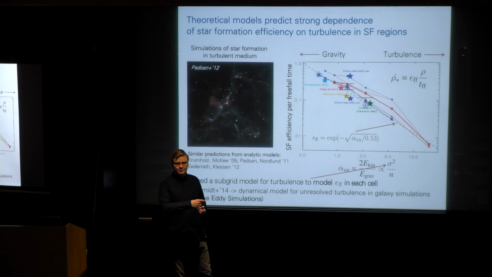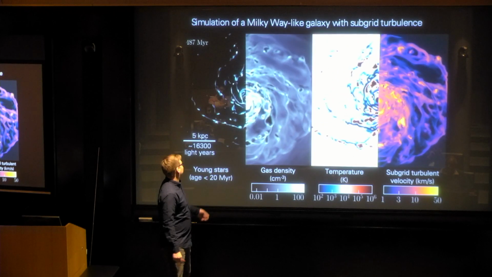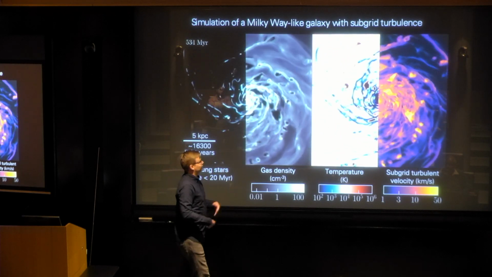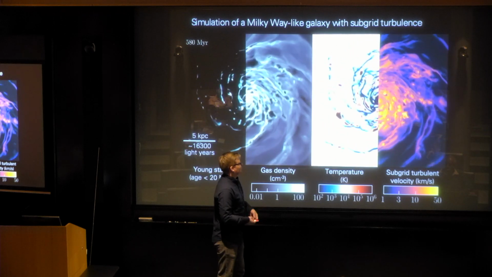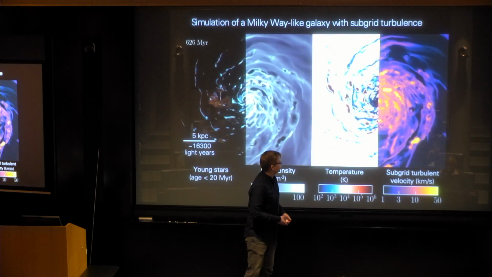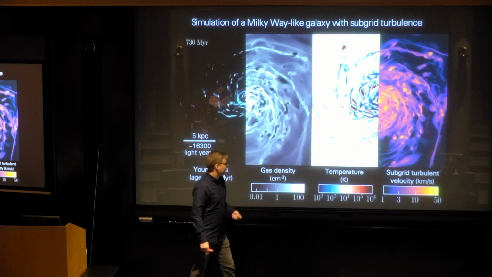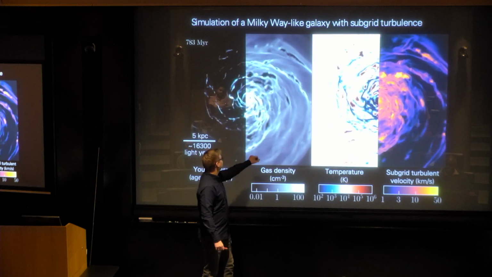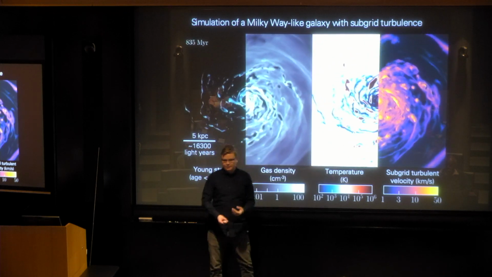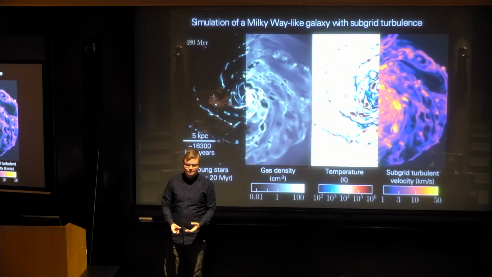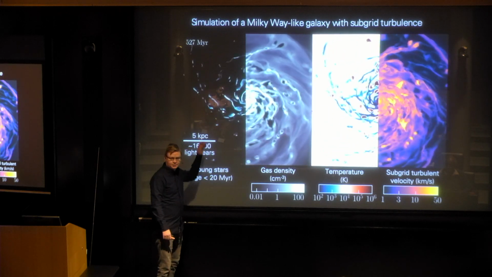And the terms which describe the relation between resolved and unresolved scales can be calibrated in direct simulations, high-resolution simulations of turbulence. So this is the result we get if we model a galaxy like ours using this subgrid model for turbulence. And this is the prediction for turbulent velocity in each resolution element. So now we can use this information, combine it with the gas density and temperature to figure out the virial parameter on unresolved scales, and use it to model stars in the galaxy.